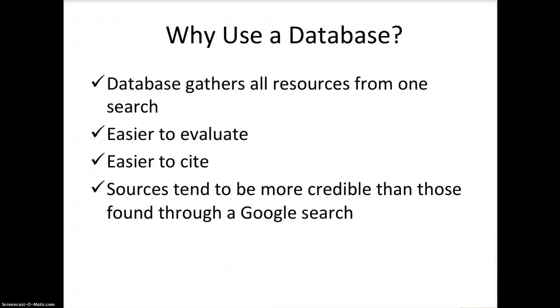We use this database instead of a Google search because a database is a much more powerful and efficient research tool than Google. A database gathers all the information we need for our topic with one search. It's much easier to evaluate the sources for credibility, and it's much easier to cite them since the citations are built into the database itself. And the sources that we find have a much higher degree of credibility than those found through a Google search. That's because the sources have been pre-selected for credibility before they're put into the database.